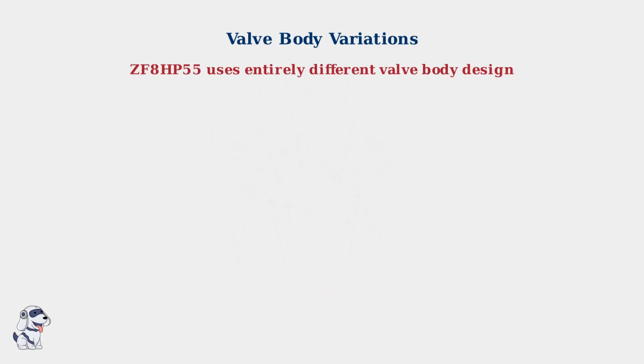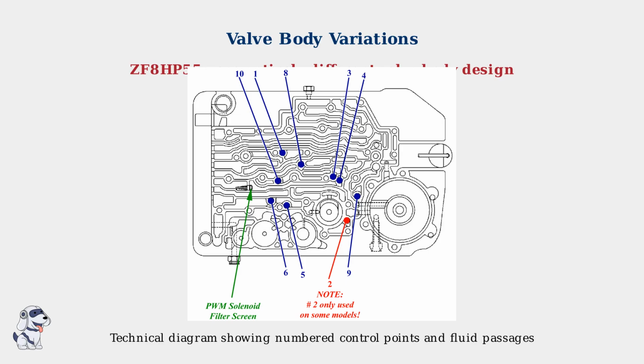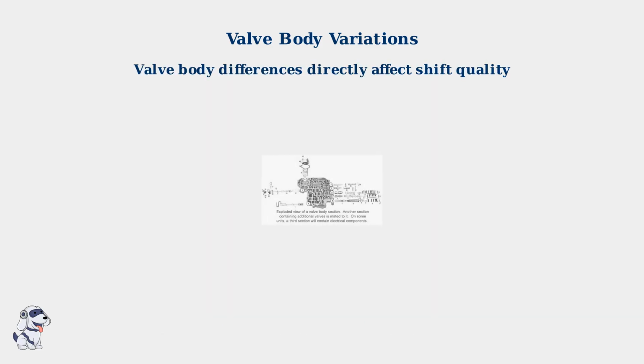This technical diagram reveals the complexity of valve body design. Each numbered point represents a specific control function. The ZF8HP55 transmission uses an entirely different valve body architecture compared to standard 8HP designs. This exploded view shows the individual components that make up a valve body assembly. Each valve, spring, and spacer must be precisely engineered to control fluid pressure and flow timing.